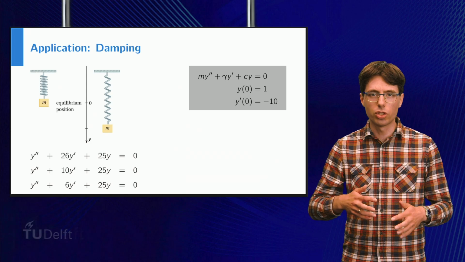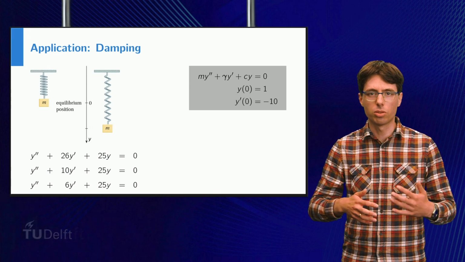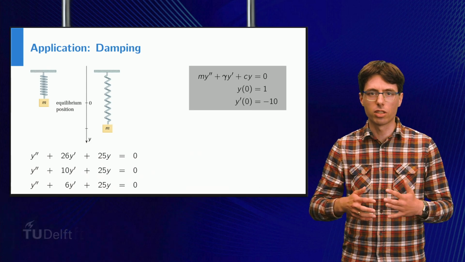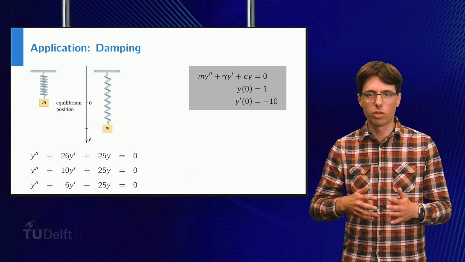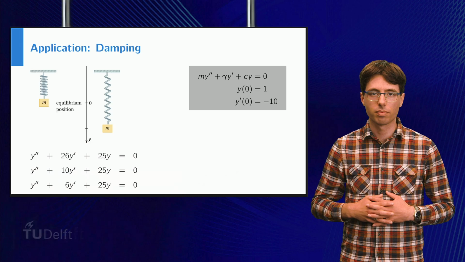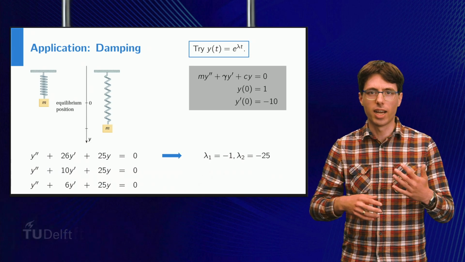In each case we assume that the mass is equal to 1 and that the spring constant is equal to 25. We will take a look at 3 different values of the friction coefficient, which will turn out to correspond to 3 qualitatively different cases. Let's first consider the case where the friction coefficient is very high.